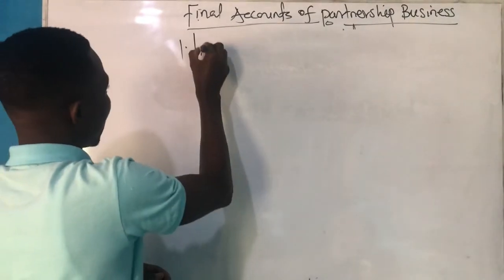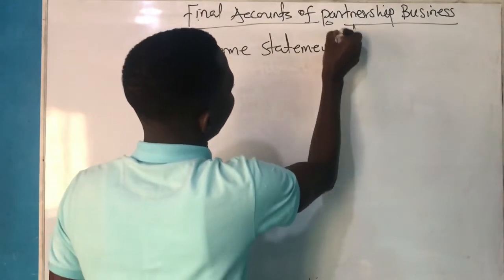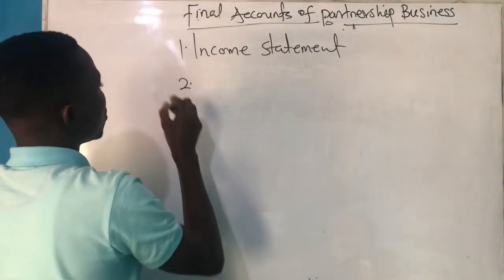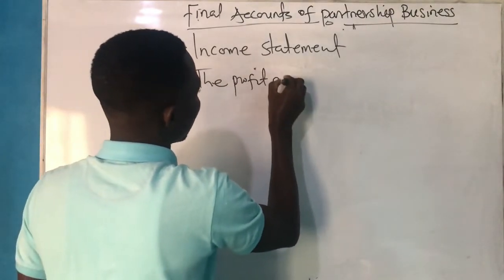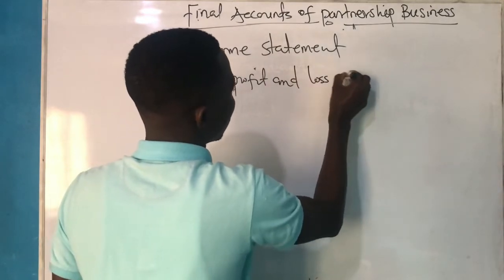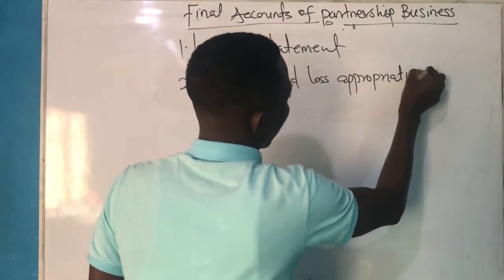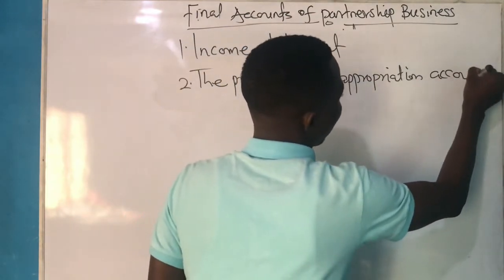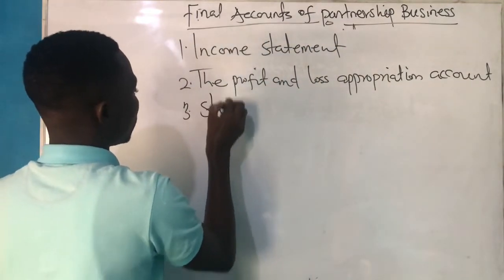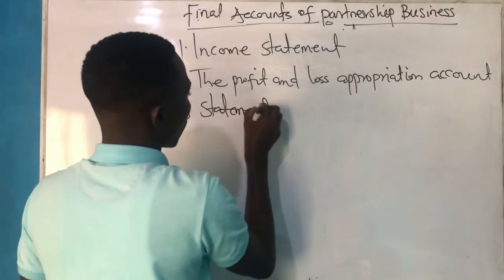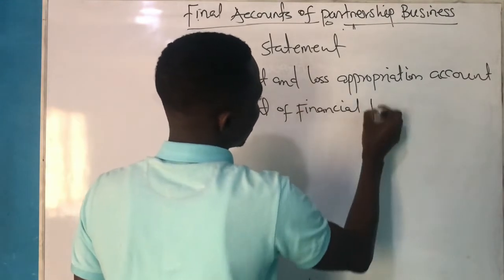So the first final account is the income statement. Two, the profit and loss appropriation account. And three, statement of financial position.